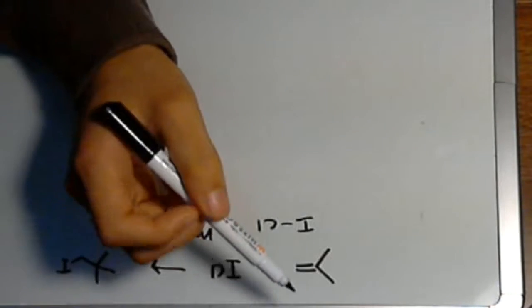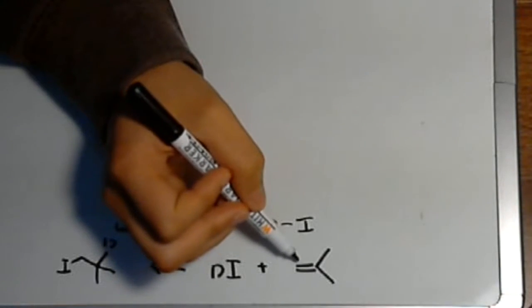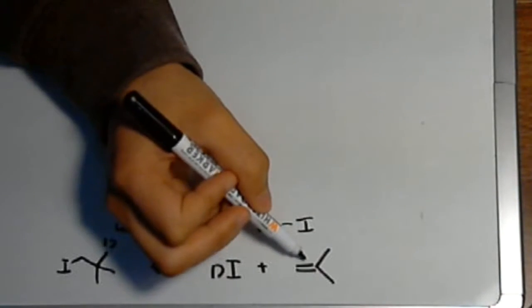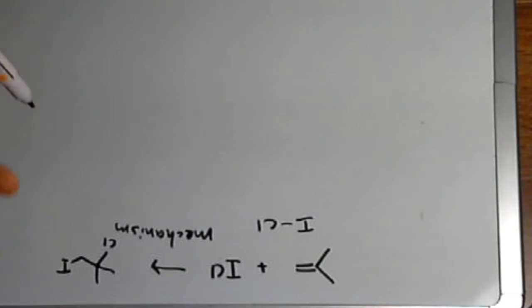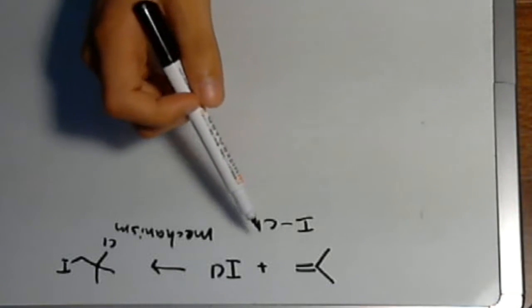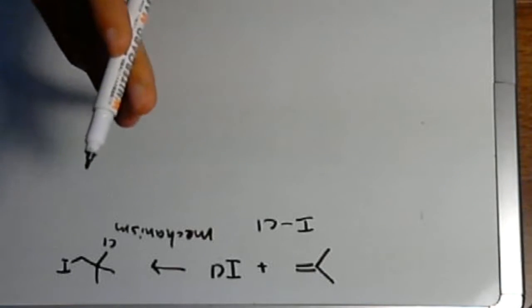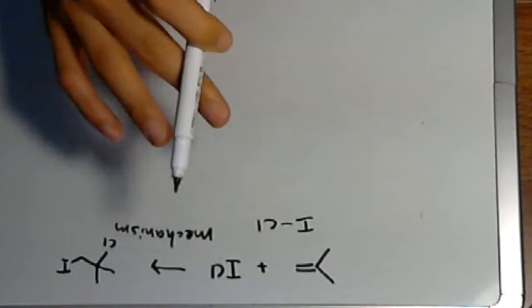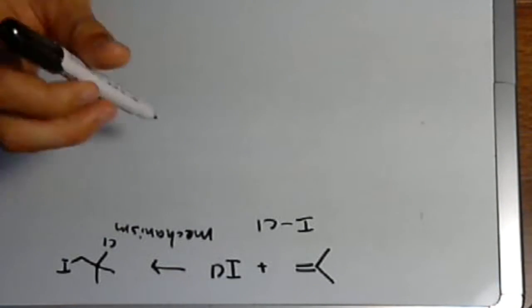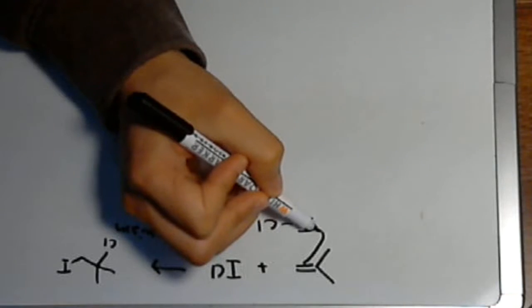Okay, so we have this alkene, and that's going to be our source of electrons. It's going to act as a nucleophile, and it's going to attack the most electrophilic atom. And between I and Cl, I has the most polarizable electron cloud. That's going to make it more electrophilic. So we're going to use this alkene double bond, and we're going to attack the I.